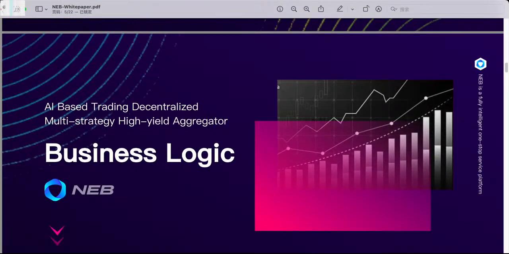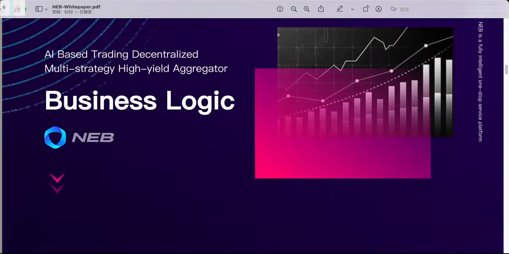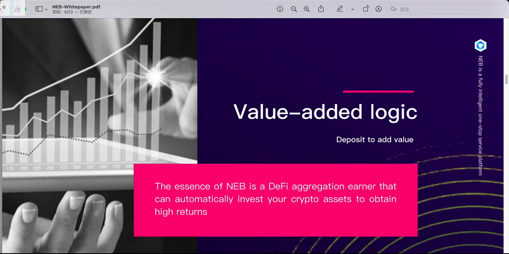Let us go through the whole business logic of DeFi NEB. As I said before, the whole project is focused on the long-term mission. So the essence of DeFi NEB is to generate earnings that automatically invest your crypto assets to obtain high returns. You already invest your crypto assets into the staking pool to provide liquidity, so you can also see the yields of your deposit. For the APY, you can see the whole yearly APY is around 300% for your investment. So it's a value-added logic of the whole business logic.